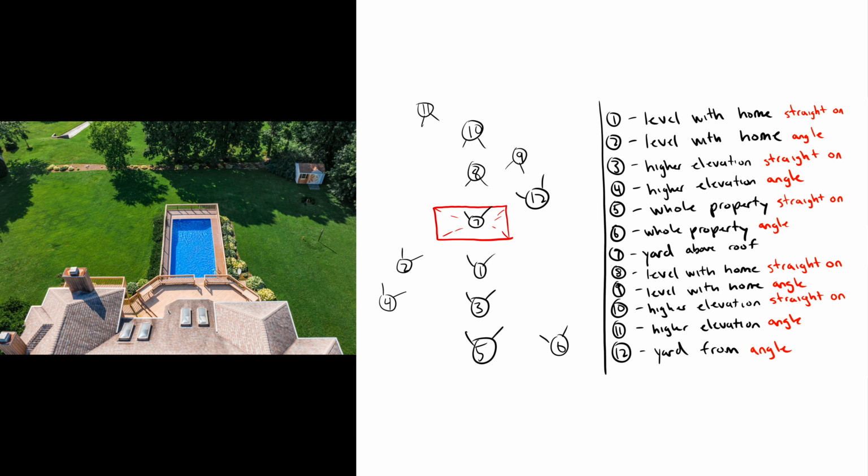Once I'm done with the front of the property, I move and fly over the roof and shoot the backyard from the top of the roof to get a sense of what the homeowner will look at when they step outside of that back door. When they enter the backyard, what are they going to look at?